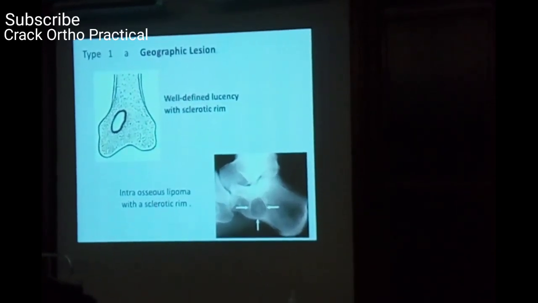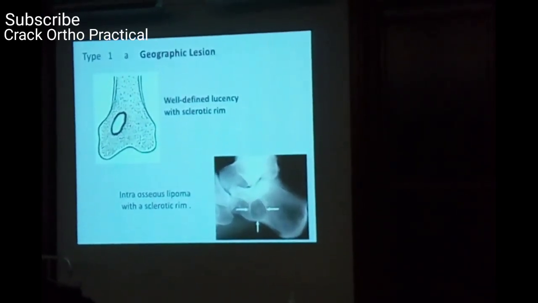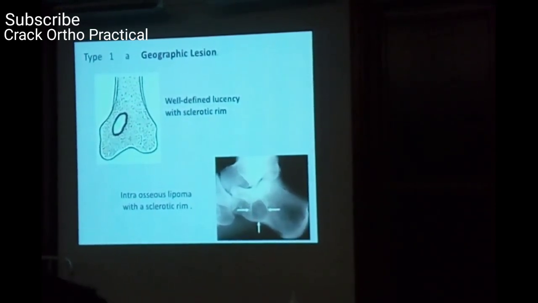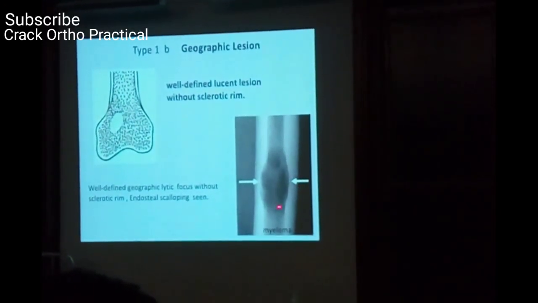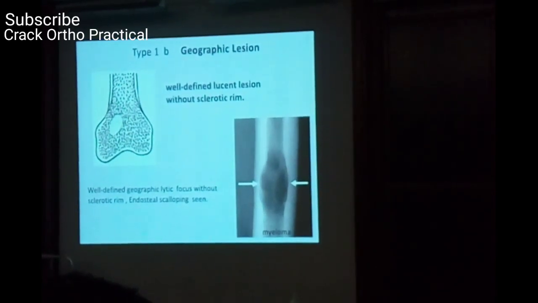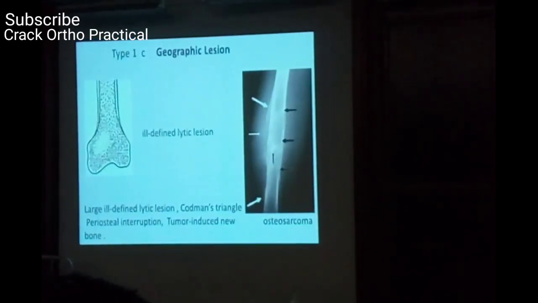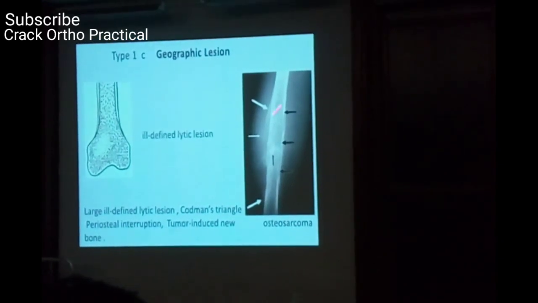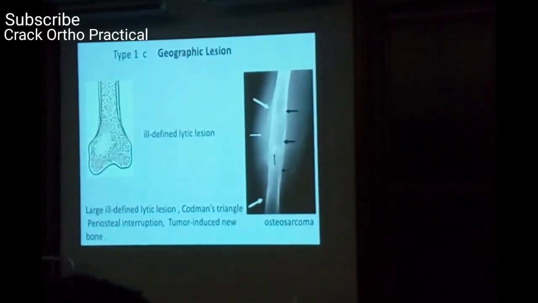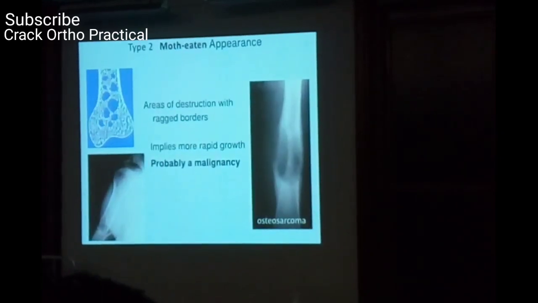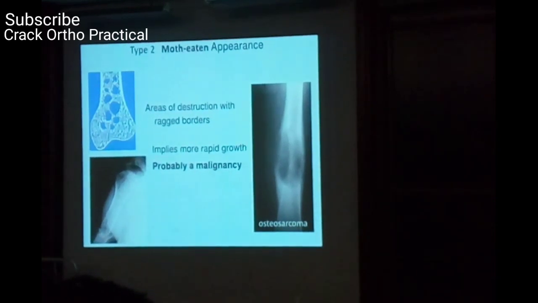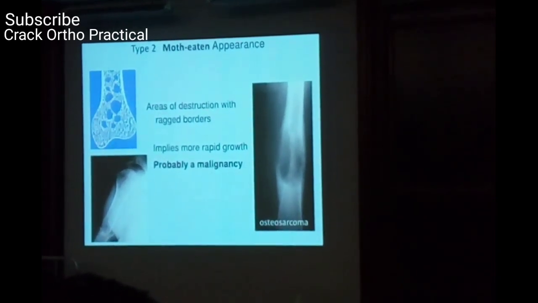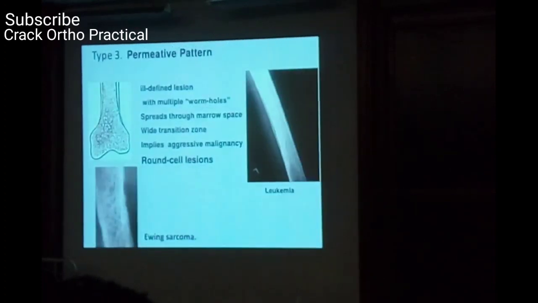So an example of a geographic lesion with a sclerotic margin can be an intraosseous lipoma, where you can see a fibrous wall. 1B, where you have a well-defined lesion but don't find a fibrous margin, is a myeloma. 1C can be a geographical area without a well-defined margin, sometimes an osteosarcoma. The moth-eaten appearance is a number of well-defined lesions with broad or ragged margins. As we can see this again in osteosarcoma or secondary mets.